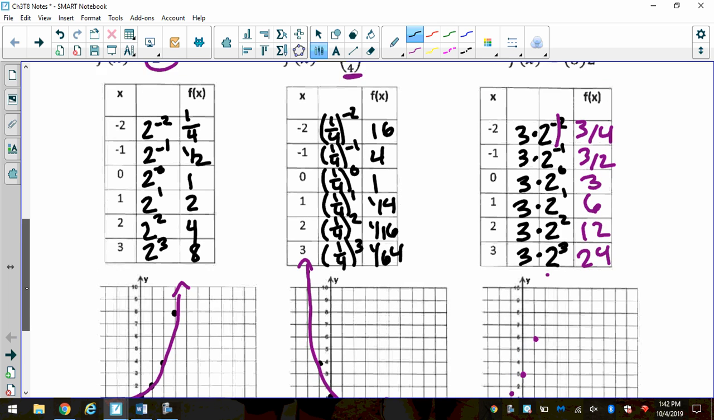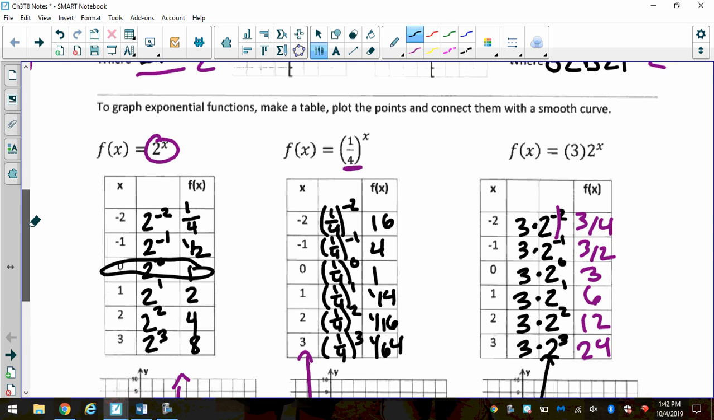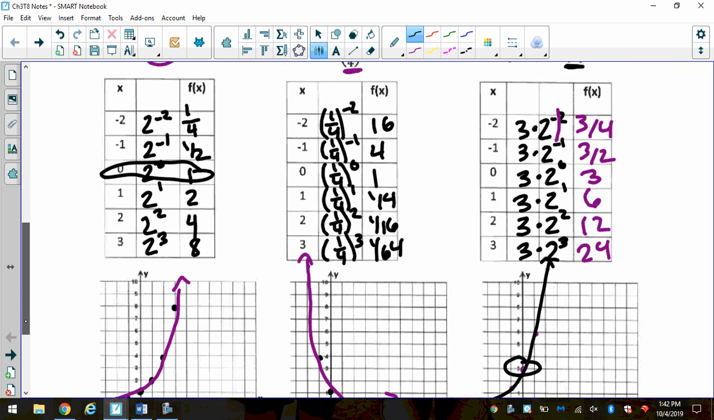So as you can see in this chart here, you get the answers from the first chart over here, but you multiply them all by 3. So that's how I got the 3/4, the 3/2. I'm just multiplying all these by 3. So when you connect these here, you should see the change here is that my y-intercept has now become a 3, whereas over here, my y-intercept was a 1. So the 3 in front, that's your a value, that will determine where it hits on the y-axis.